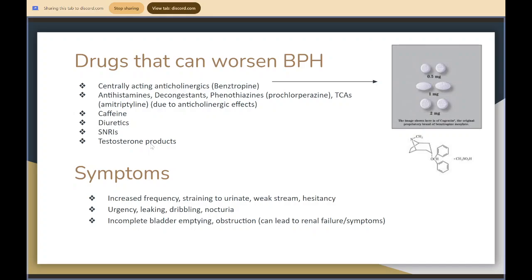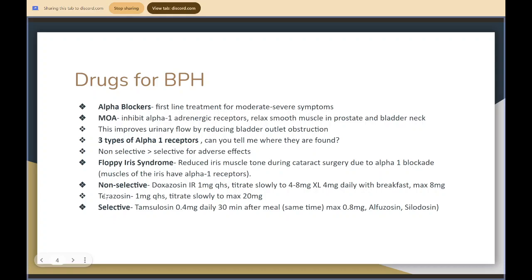Incomplete bladder emptying and obstruction can lead to renal symptoms as well as renal failure. All right, so drugs for BPH: first line is going to be alpha blockers, and they're the first line treatment for moderate to severe symptoms. Mechanism of action: they inhibit alpha 1 adrenergic receptors, relax smooth muscle in the prostate and bladder neck, which improves urinary flow by reducing the bladder outlet obstruction.